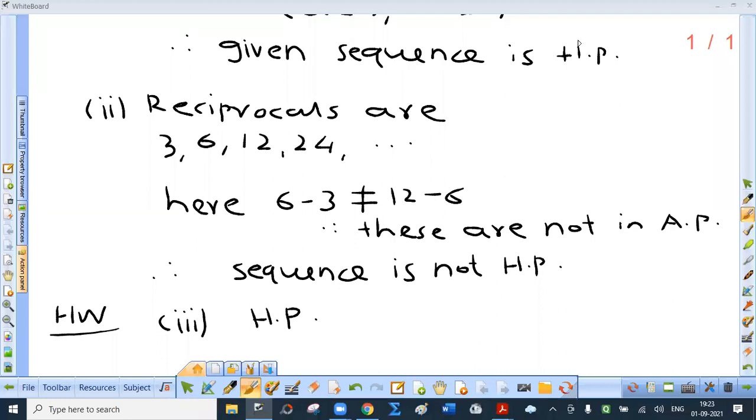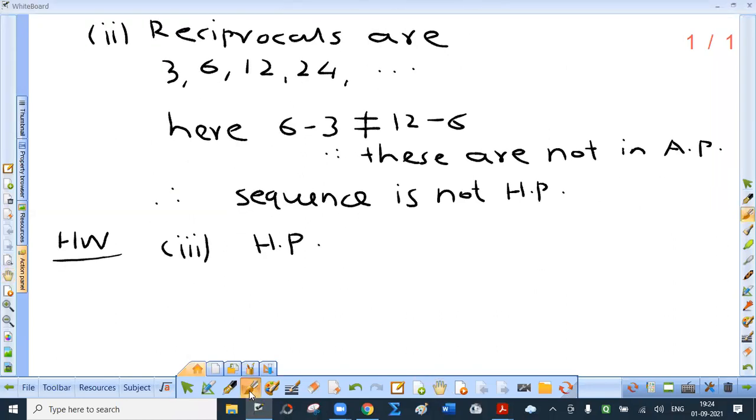Now for the second sequence 1 by 3, 1 by 6, 1 by 12, 1 by 24, what are the reciprocals? 3, 6, 12, 24. Now 6 minus 3 is not the same as 12 minus 6. So terms are not in AP. So the reciprocals cannot be in HP. So the given sequence is not HP. Third is for homework. The answer is yes, they are in HP. Now second question. Find the nth term and hence find the 8th term of the following harmonic progressions. Again, we'll be doing first and second, third for homework.